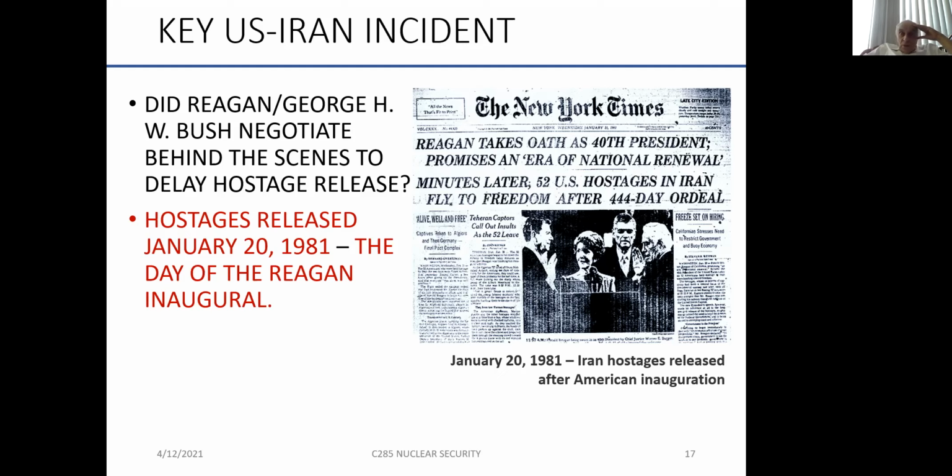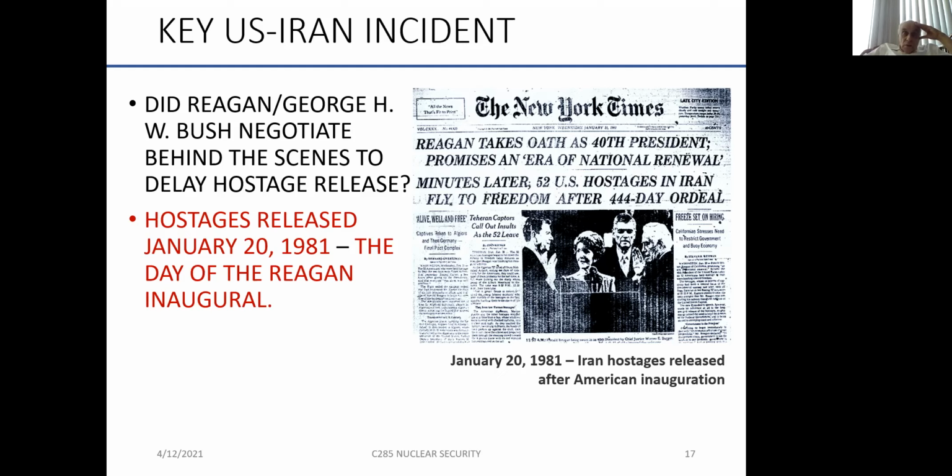Now you see the headlines of the New York Times: Reagan takes oath as 40th president, promises an era of national renewal. Minutes later, the 52 US hostages in Iran fly to freedom after a 444-day ordeal. I think that was Warren Burger, Chief Justice, swearing in Reagan with Nancy Reagan there on January 20th, 1981.